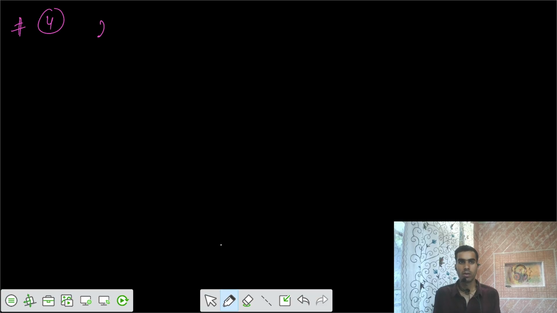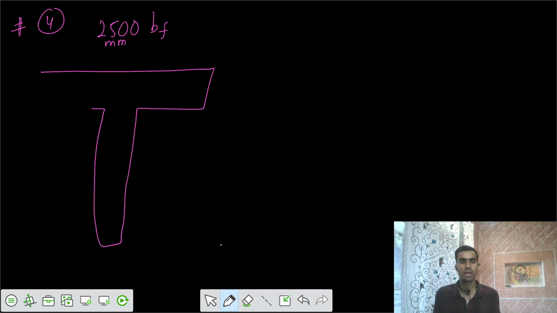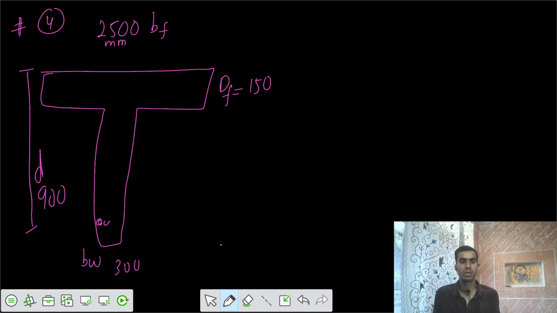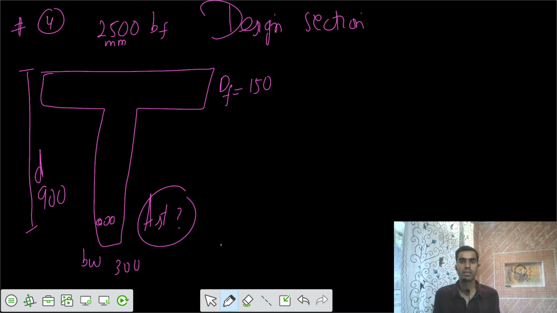It's saying we have an effective width of flange that's 2500 millimeters, and there's some flange thickness of DF, 150 millimeters. We have some width of BW, 300 millimeters. We have some effective depth of D, 900 millimeters, and we have some steel that we need to get. The design problem is to design this flange section. That means we need to get the AST.